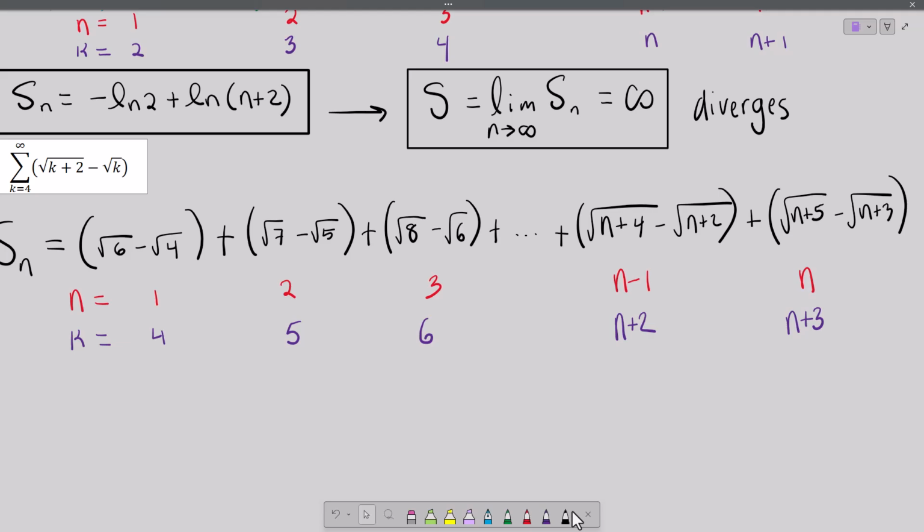So when n is 2, we add the first 2 values. When n is 3, we add the first 3 values. When n is n, we're adding the n terms together.